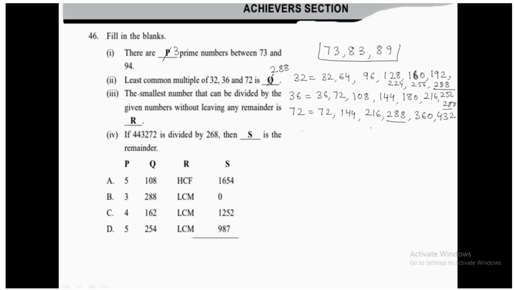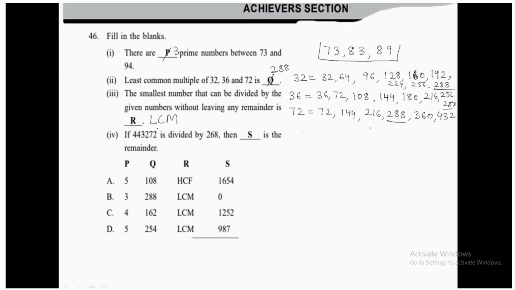Now let's try to find the smallest number that can be divided by the given numbers without leaving any remainder. Okay, so what is that number called? The smallest number that can be divided by the given numbers without leaving any remainder. So that number is known as LCM.